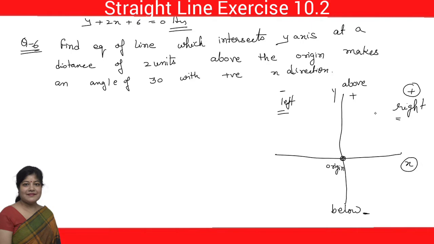Now we have to find the equation of line which intersects the y-axis. That means the line now cuts the y-axis, not the x. Distance of 2 units above origin. So this is origin. So this is 1 and this is 2. So the line goes like this. Okay. Yes, ma'am. Angle of 30 degrees with the positive direction, but not the straight. Not the straight. The line goes like this.